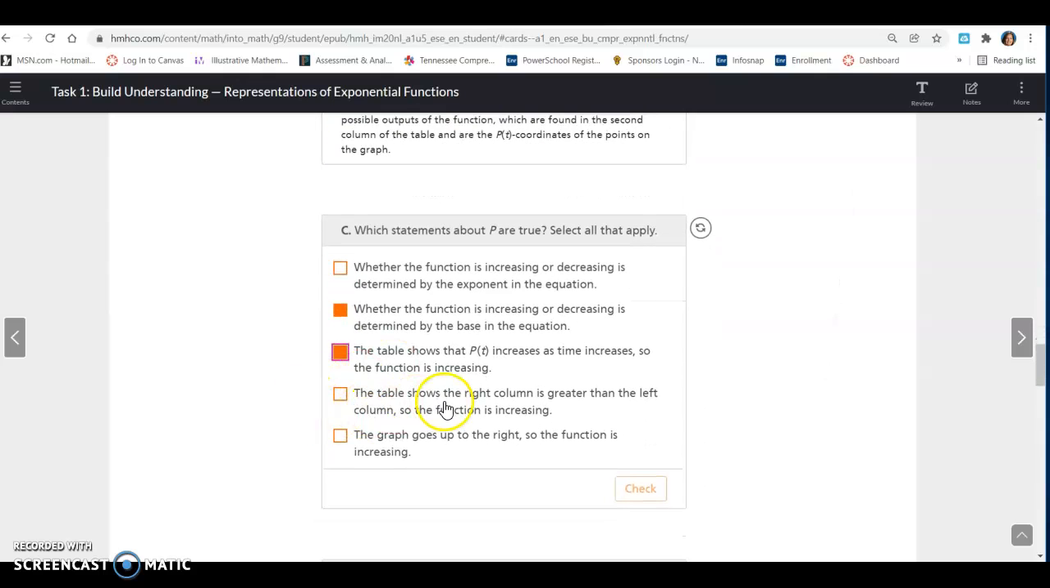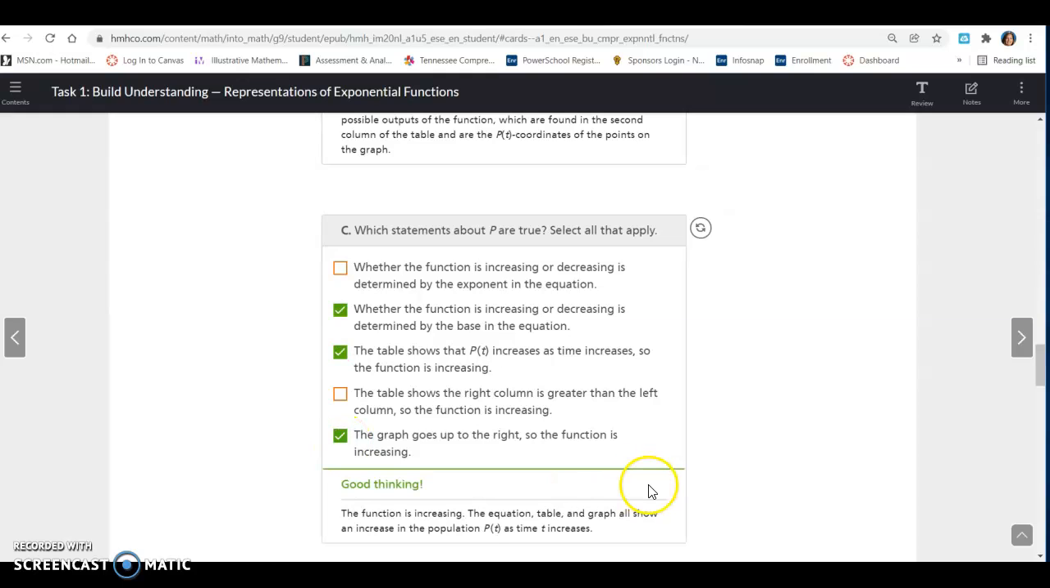And then it says the table shows the right column is greater than the left column. So the function is increasing. That's not true. The left column is actually greater. So this one says the graph goes up to the right. So the function is increasing. That is true.